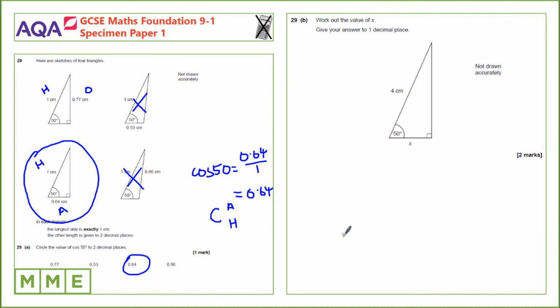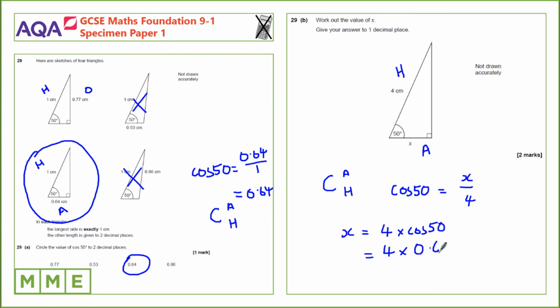Question 29b. Work out the value of x. Give your answer to 1 decimal place. So again, we'll use cosine, and we need to label both of the sides. This is the adjacent side, and this is the hypotenuse. We can write out cos 50 is the adjacent x, divided by the hypotenuse of 4, so x is 4 times cos 50. We can use our value of cos 50 from the previous question, 4 times 0.64, which gives us 2.6 for 1 decimal place as requested.